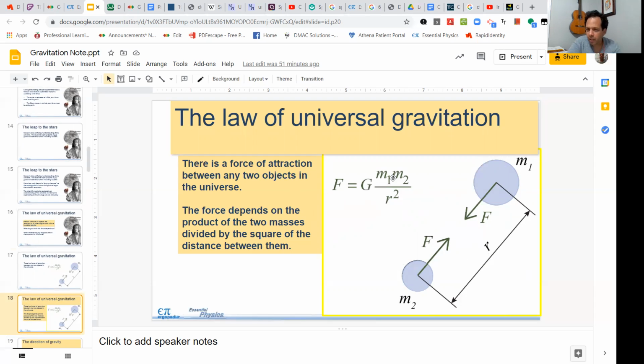So the bigger the m's, the bigger the force. The bigger the r, the smaller the force. That's an inverse relationship. So there's a direct proportion between mass and force, and an inverse relationship between r and F. The bigger the r, the smaller the F. The smaller the r, so the closer things are, it's kind of like a magnet. The closer they are, the bigger the force.